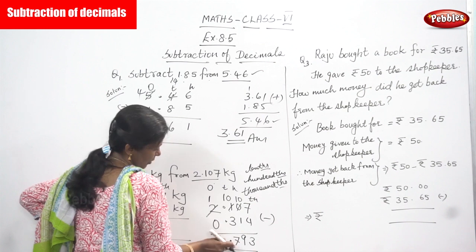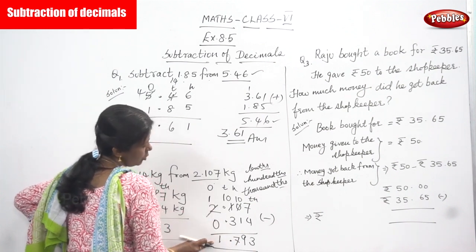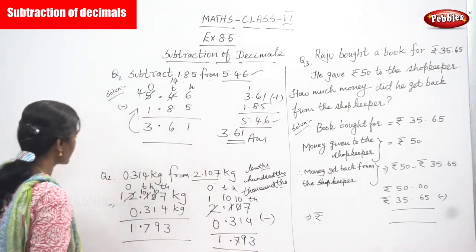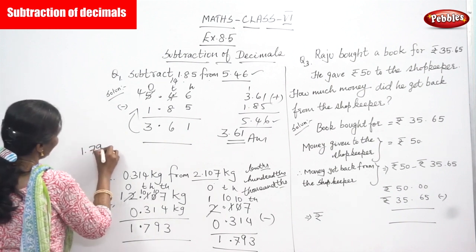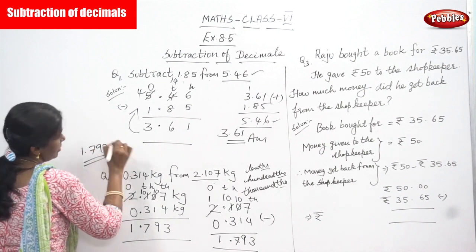So 10 minus 3 you get 7. So 1 minus 0 you get 1. So 1.793 is the right answer for this question. 1.793 is the answer.